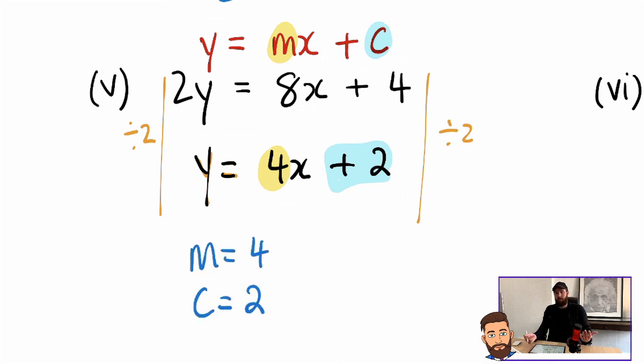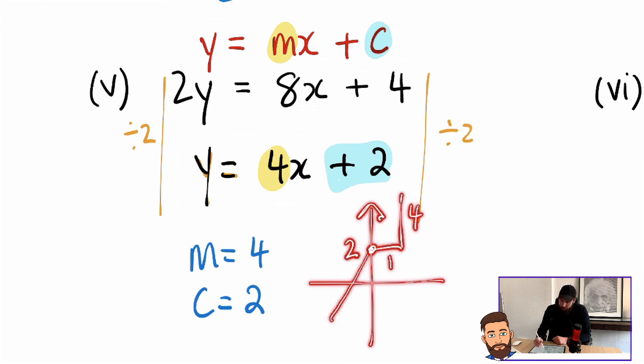What does that mean? Well, if the gradient is 4, if m is 4, remember m is the gradient, that means across 1 up 4. And if the y-intercept is 2, if c is 2, that means it crosses the y-axis, which remember is the vertical one, at 2. So it crosses the y-axis at 2 and goes across 1 up 4. So it looks something like that.